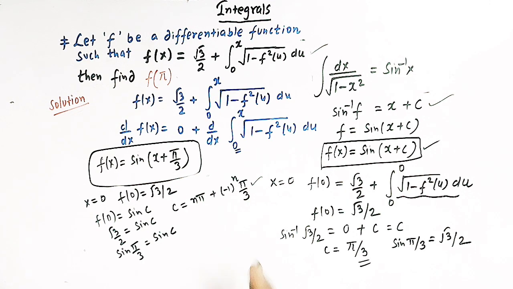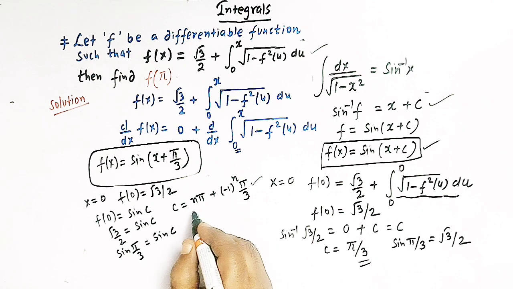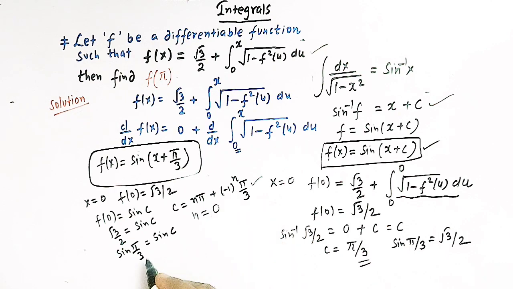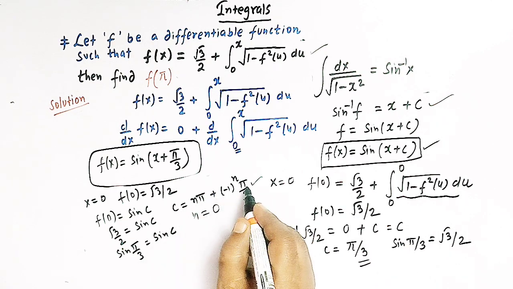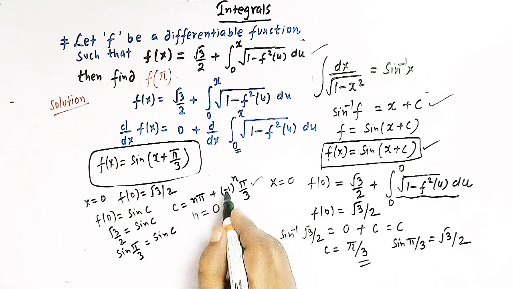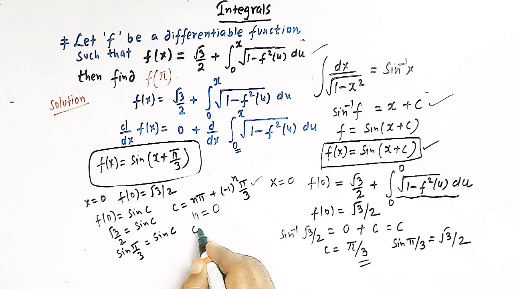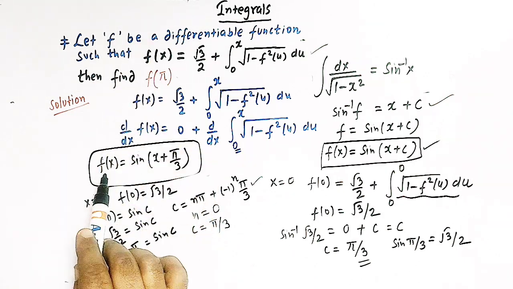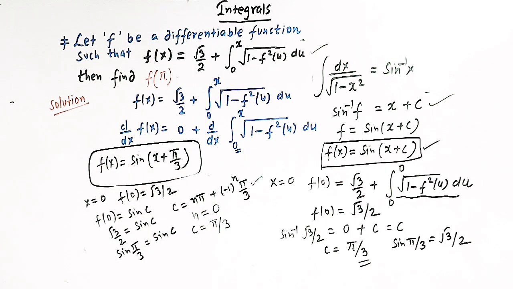So in the present case, we have just considered the value of c corresponding to n is equal to 0. So when we take n is equal to 0 in this general solution, then the value of c is simply given by pi by 3, right? And in that case, the form of the function f of x is given by sine x plus pi by 3.